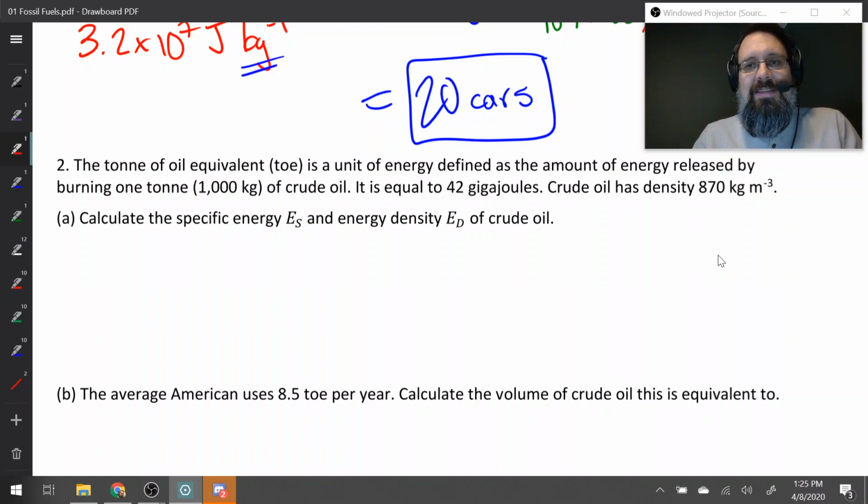Crude oil has a density of 870 kilograms per cubic meter. So that's not the energy density. That's just a straight up raw density, like how many kilograms take up what amount of space.